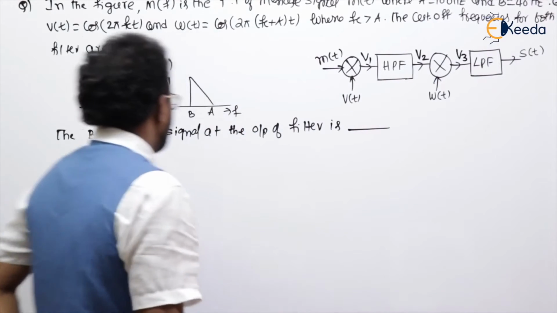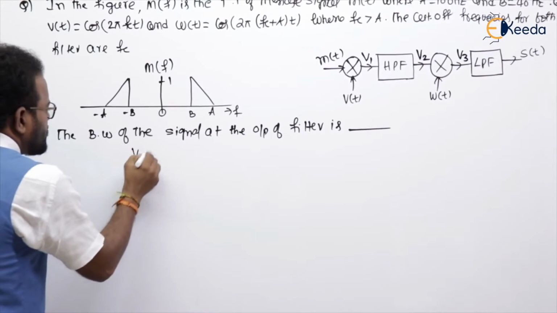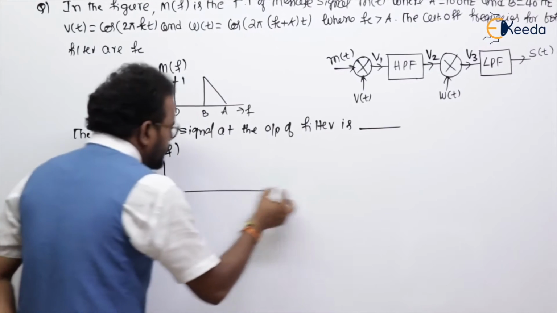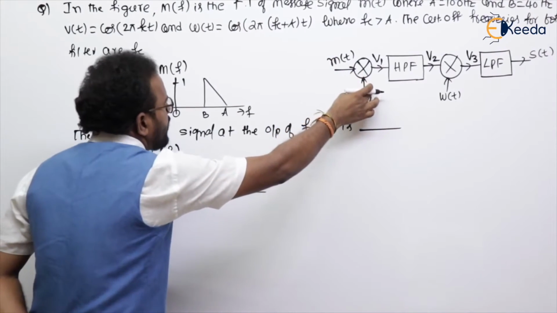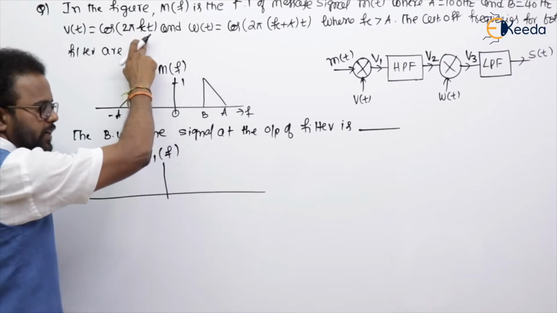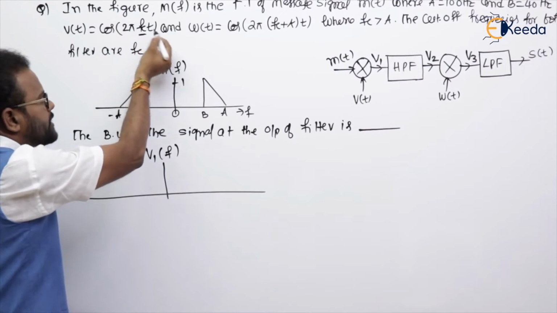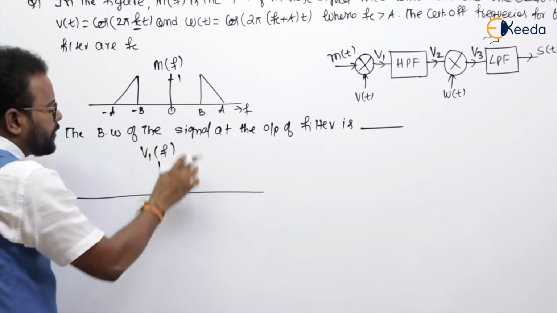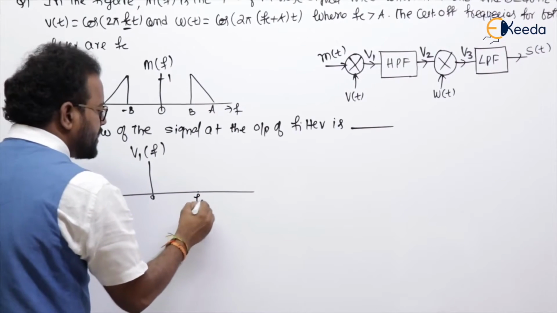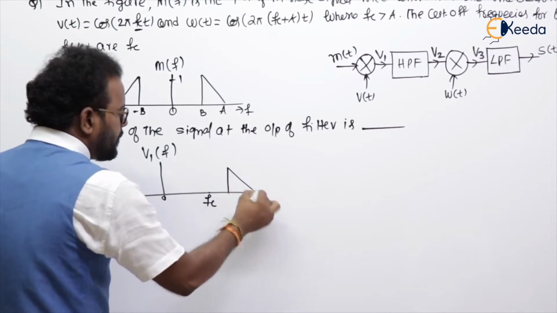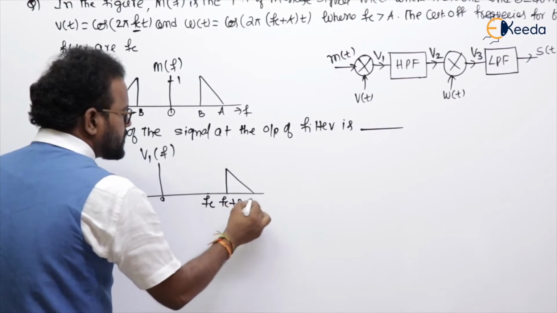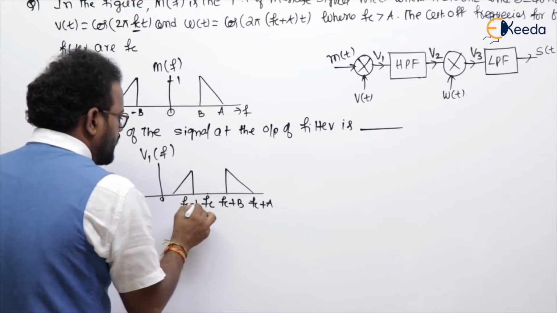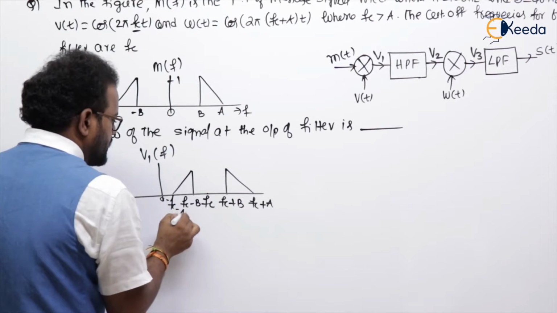I got my point. What is v1 of f? v1 is nothing but m of t multiplied by v of t, which is cos 2 pi fct. Any signal multiplied by a cos of frequency fc has its spectrum shifted to fc. So 0 value is fc. This value will become fc plus b, fc plus a. This side, fc minus b, fc minus a.